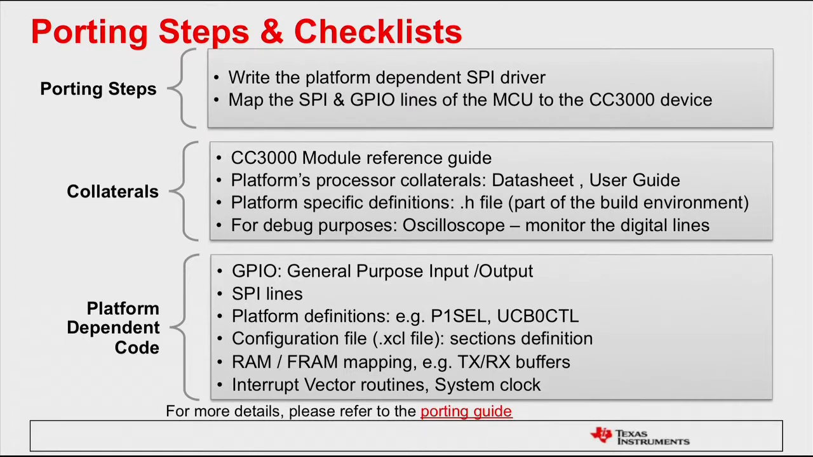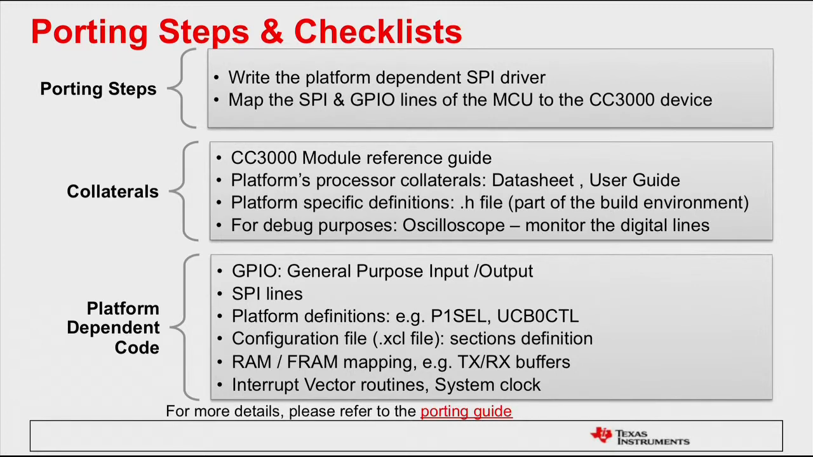So there's several references that we've talked about. There's sample code for different types of processors from the TI side. There's reference guides from the hardware side, your data sheets, user guides. There's even a porting guide. And then you can also use things like, for debug purposes, oscilloscopes and things like that to get through.